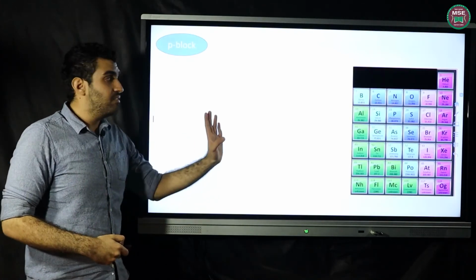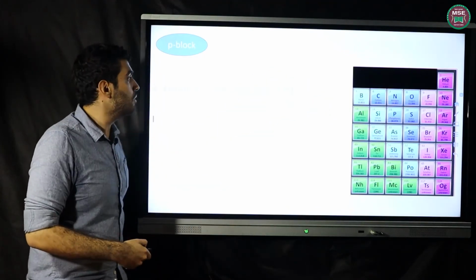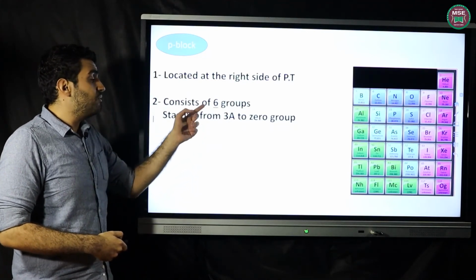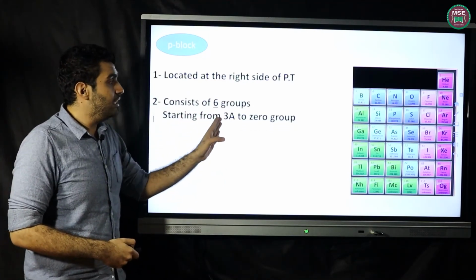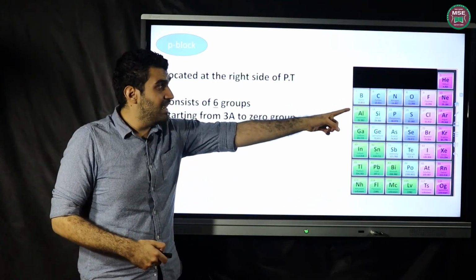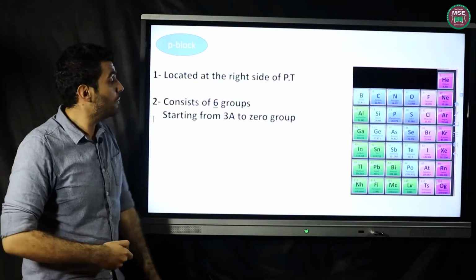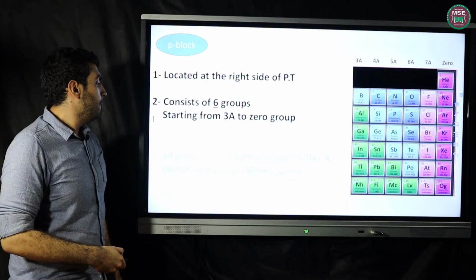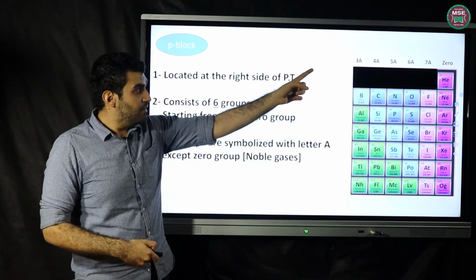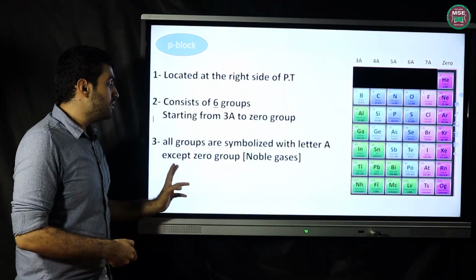P block is found at the right side of the periodic table. How many groups? Only 6 groups, which are 3A to the 0 group: 3A, 4A, 5A, 6A, 7A, and the last one is called the 0 group, which contains the noble gases. All groups are symbolized with the letter A, except the last group, which is called the 0 group.